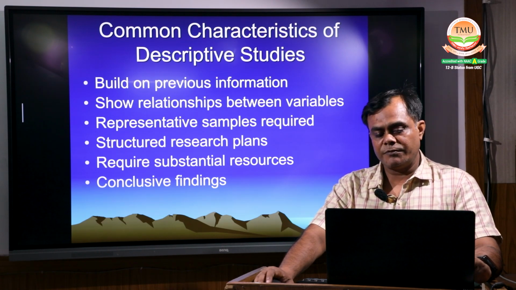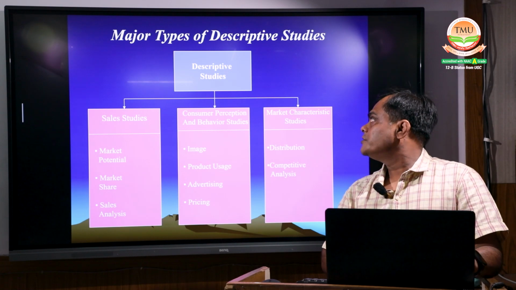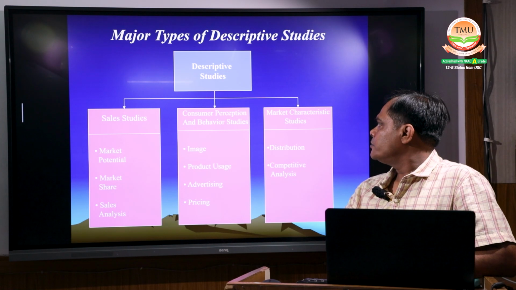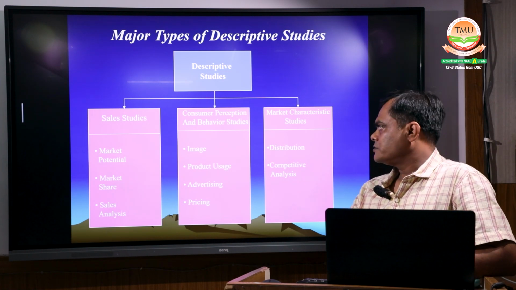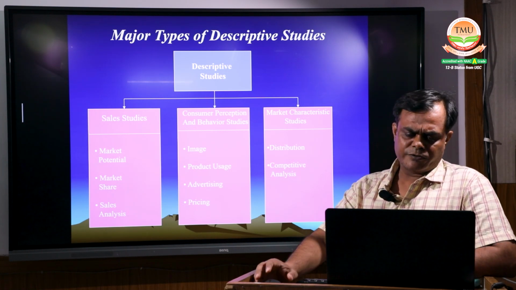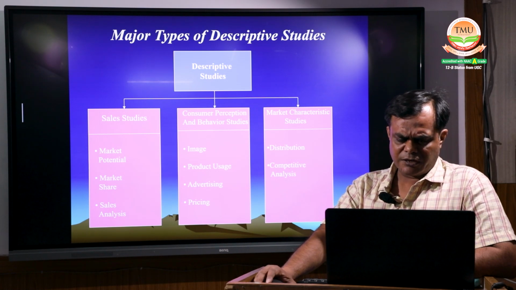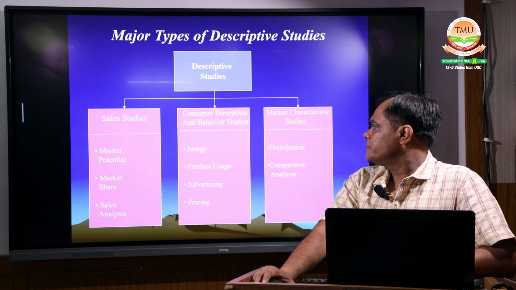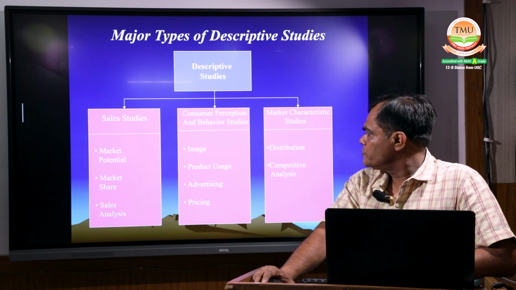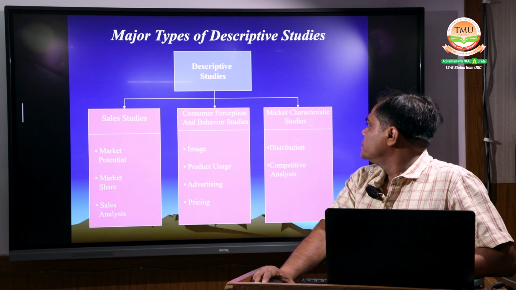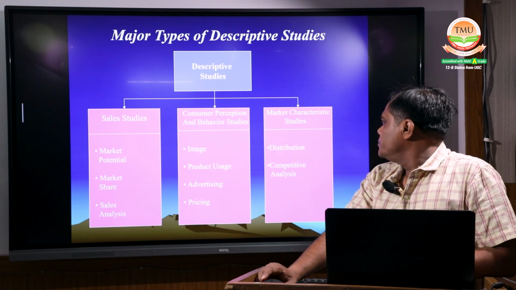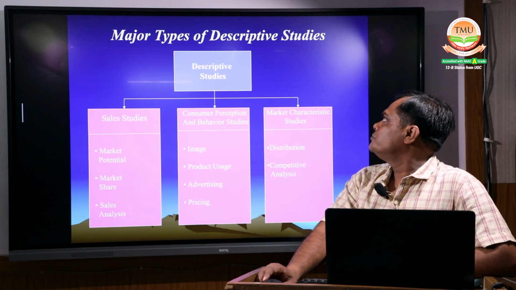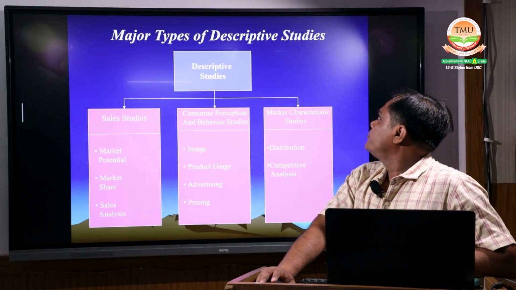So, the major types of descriptive studies. There are certain major types of descriptive studies. The first are sales studies, then consumer perception and behavior studies, and market characteristics studies. When we are going for sales studies, we look at market potential, market share or sales analysis. On the other hand, consumer perception and behavior studies cover image, product usage, advertising and pricing, while market characteristics cover distribution and competitive analysis. So for these types of studies we use descriptive studies.